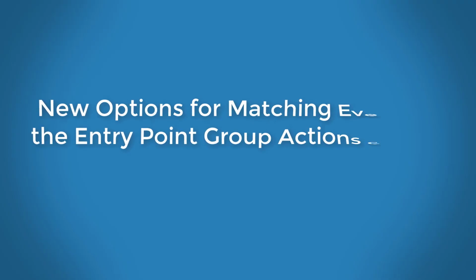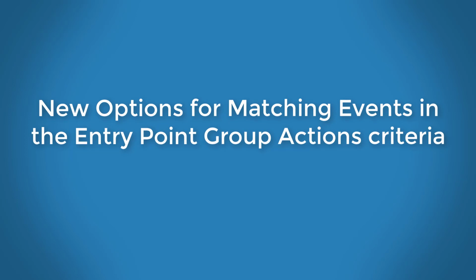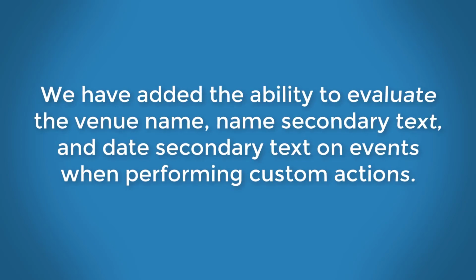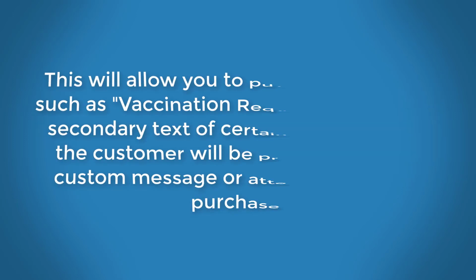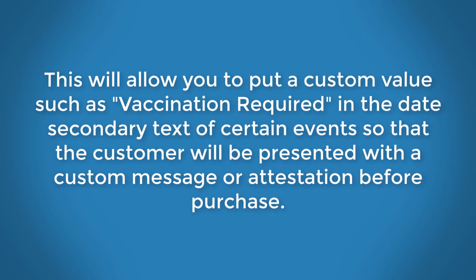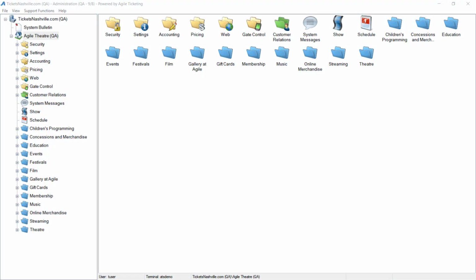The next enhancement we are going to cover today is new criteria for matching items for performing custom actions online. We have added the ability to evaluate the venue name, secondary text, and date secondary text on events when performing custom actions. This will allow you to put a custom value such as vaccination required in the date secondary text of certain events so that the customer will be presented with a custom message or attestation before purchase. Let's take a look.